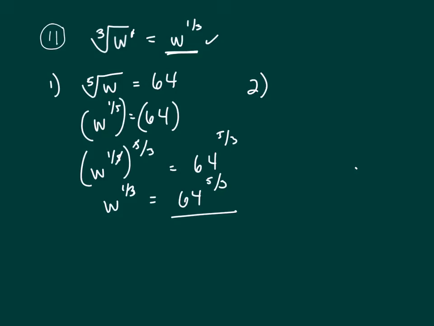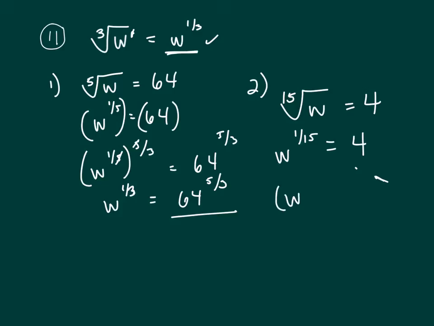Each one works independently. I'm going to show you the math for clue 2, but I wouldn't do it on the GMAT. The 15th root of w is 4. So that's w to the 1/15 equals 4. And I want this to be w to the 1/3.